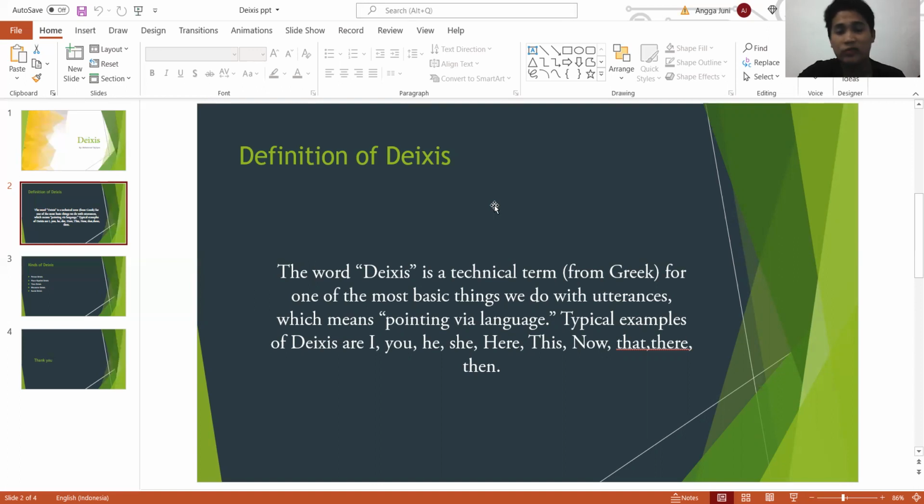If you hear the word Deixis again, don't be confused. It's easy. Deixis is just the name of pointing via language. When I say you are beautiful, I point to you. Who is the you? We need to know the utterance and the context to understand the Deixis. We need to see who is the you that I am pointing at.